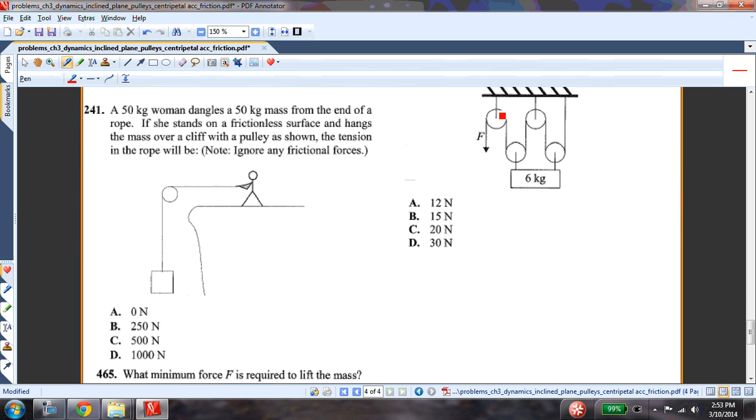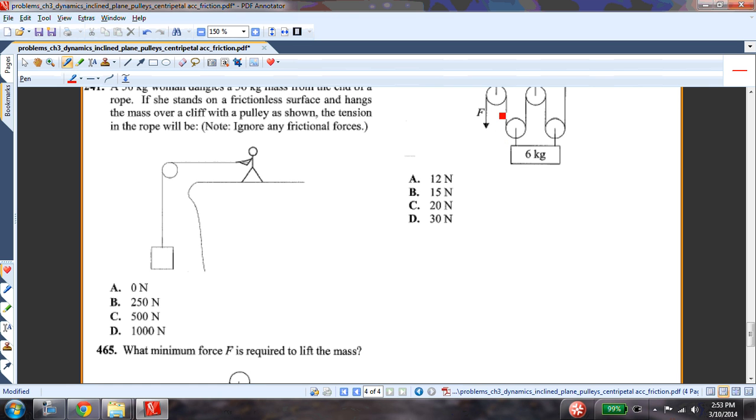A woman dangles a mass 50 kilograms from the end of a rope. She stands on a frictionless surface and hangs the mass over a cliff where the pulley is shown. The tension in the rope would be what? All right, let's just draw our forces. We have the weight here. This weight, I'm going to go ahead and put in some numbers here. This weight is 500 newtons. This is my tension. This mass is 50 kilograms. And then I have a tension here. There are no forces opposing this because there's no friction.